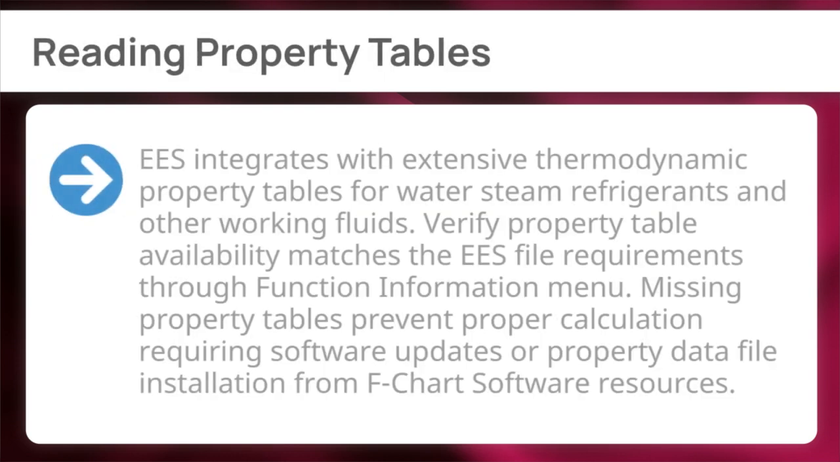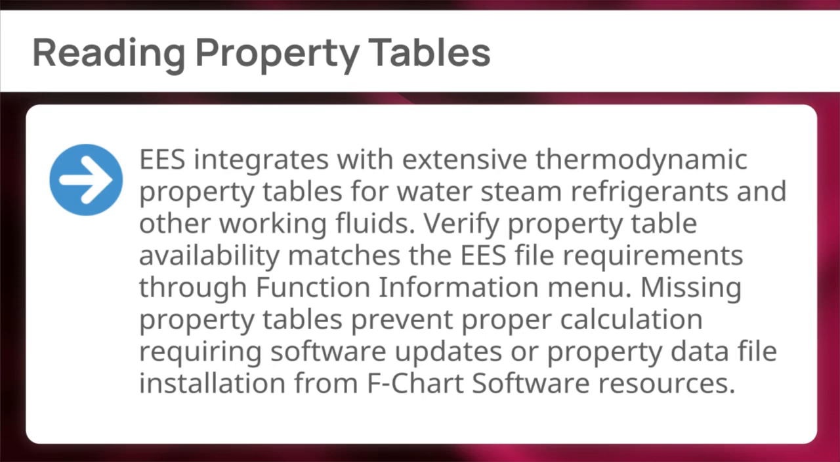Finally, reading property tables. EES integrates with extensive thermodynamic property tables for water, steam, refrigerants, and other working fluids. Verify property table availability matches the EES file requirements through the Function Information menu. Missing property tables prevent proper calculation, requiring software updates or property data file installation from F-Chart Software resources.